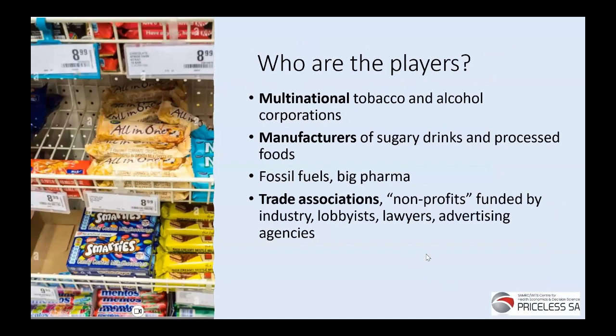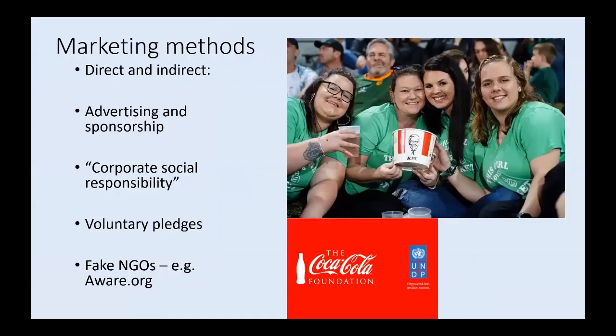Players are multinational tobacco and alcohol corporations. I'm not sure if everybody is aware that Bill Gates has shares in Heineken, and the Bill Gates Foundation also has shares in Heineken. They're also manufacturers of sugary drinks and processed foods, and we'd like to just discriminate between minimally processed and ultra-processed foods. There are fossil fuel manufacturers and Big Pharma. And then there are also the trade associations and the nonprofits that have been developed and funded by the industry in order to lobby, to change, advocate for their profit. There are lobbyists, lawyers, and the advertising agencies are also involved.